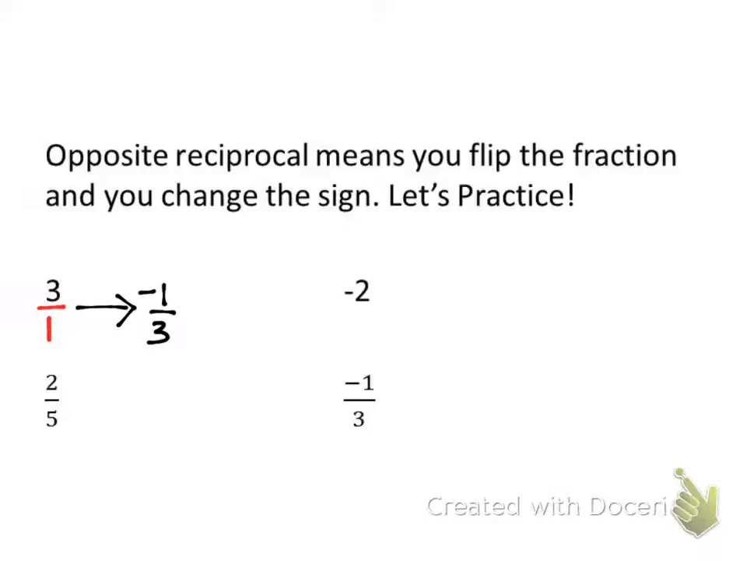So negative 2, what do I want to do first? Put it over 1. Then I want to flip it and change the sign. It was negative, so my answer should be positive. So just 1/2.